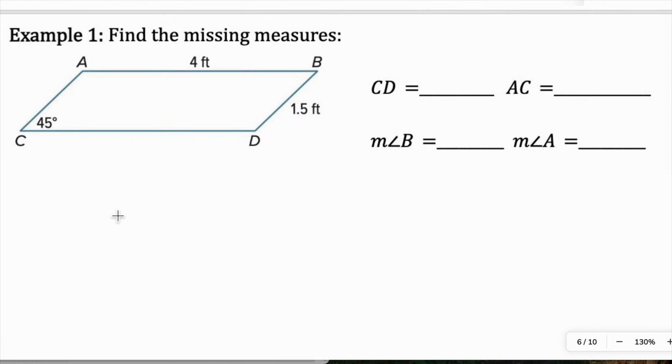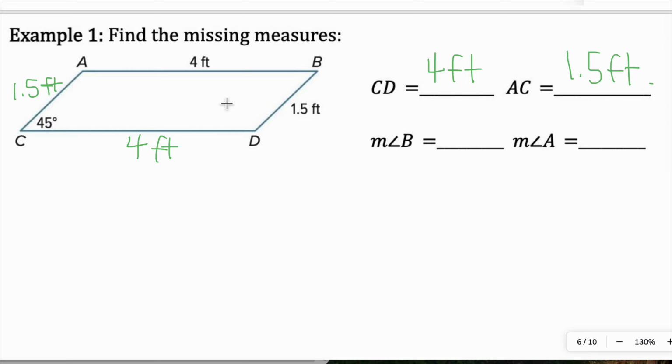Let's go ahead and try example 1, finding the missing measures. So a lot of these are pretty easy. For example, CD is here. It's right across from AB, so CD is also equal to 4 feet. And then AC is across from 1.5 feet, and since this is a parallelogram, opposite sides are going to match.